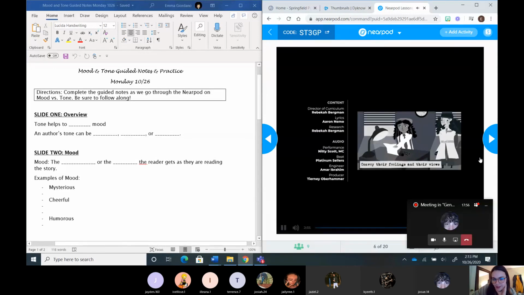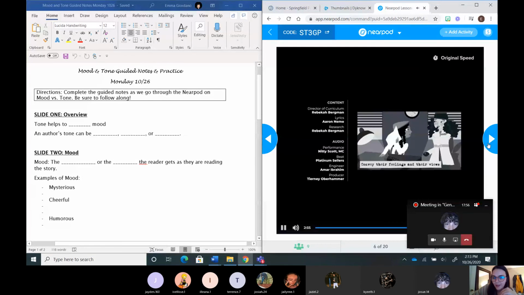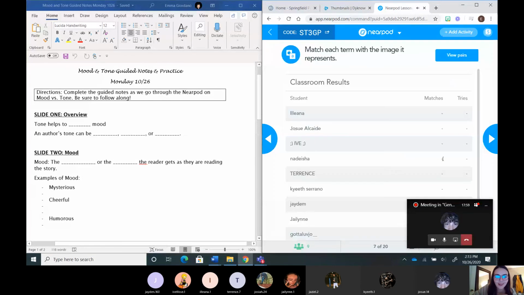Love vocabulary. A little corny, but I do think they help you remember it. So what I want you guys to do now is just try out the matching. It's just kind of a silly little activity to make sure you're still with us and keep you thinking about the different moods being set. So match each term with the image it represents.